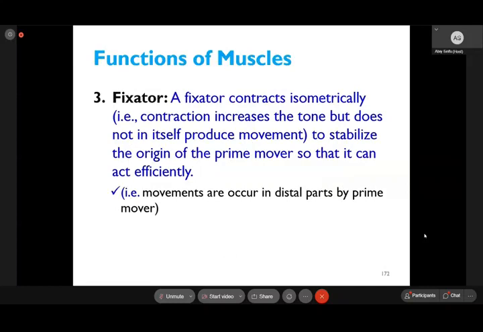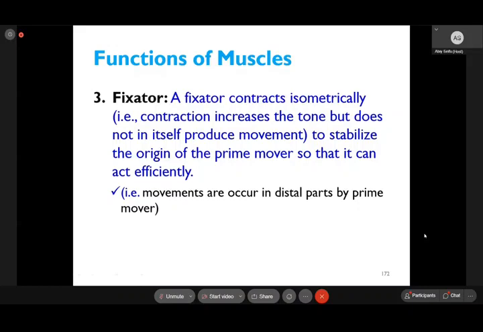There are also fixator muscles. A fixator muscle contracts isometrically to stabilize the proximal attachments of the primary movers. There is no movement at the site of the fixator. Rather, the movement occurs distally, at the insertion site of the primary mover. Therefore, the fixator is important for the primary movers to work effectively.